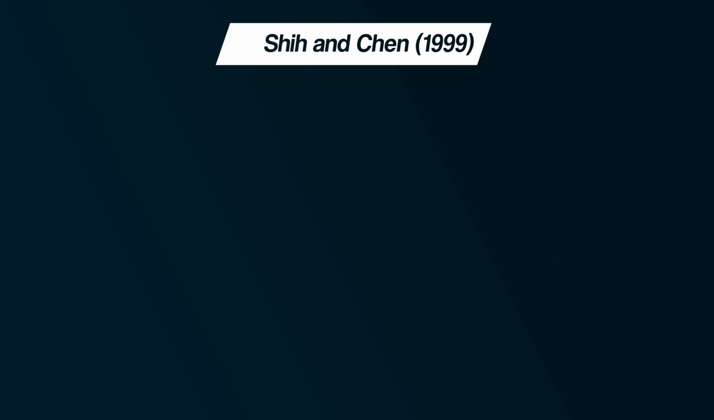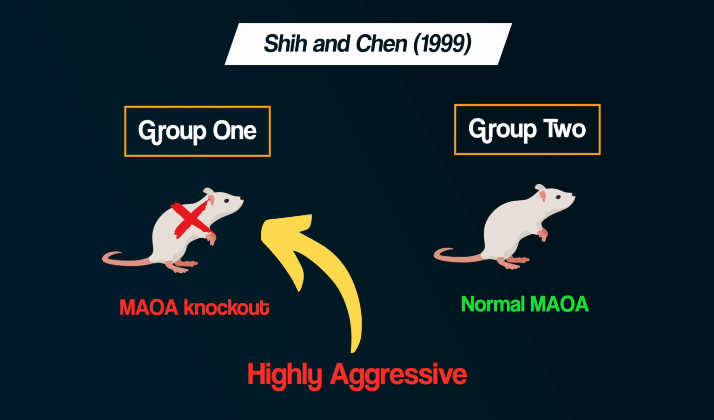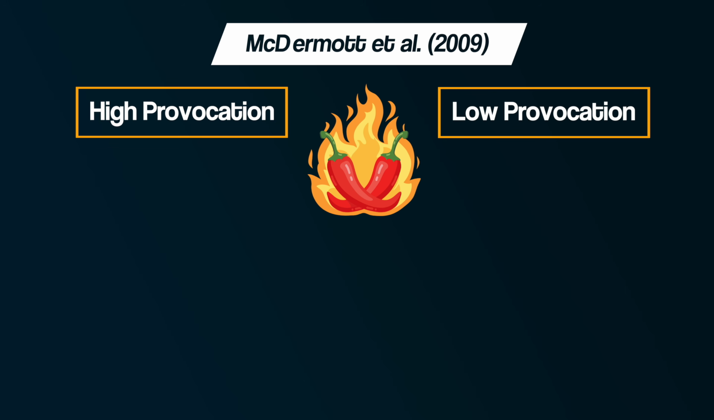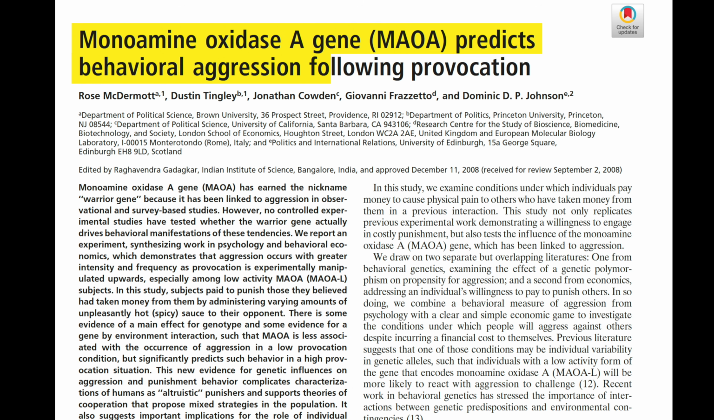One study conducted research with mice with MAOA knockouts and found that they were highly aggressive compared to mice without the MAOA knockout. Further human evidence comes from a provocation study using hot sauce as a measure of aggression. Individuals with MAOA-L were more aggressive in high provocation conditions, but not in low provocation ones. In other words, individuals with low MAOA activity will be more likely to react with aggression in response to provocation.